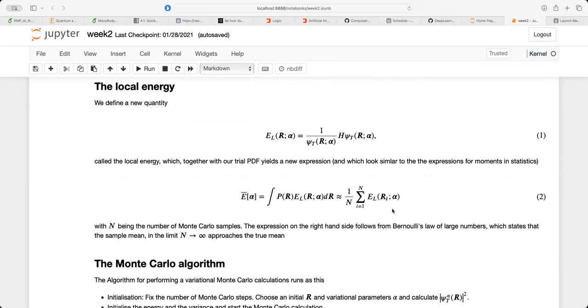And then it's common to invoke the Bernoulli's law of large numbers, which simply states that this quantity here now approaches the true expectation value in the limit of infinitely many samples. So these are the essential elements.